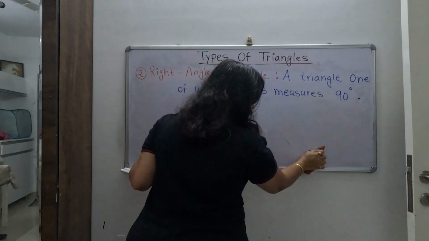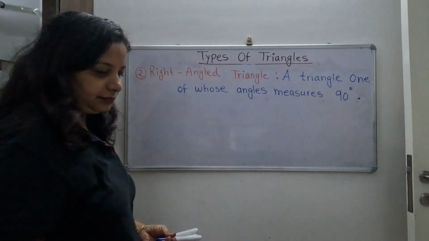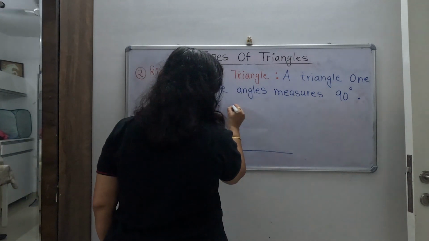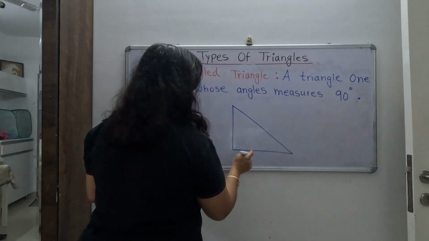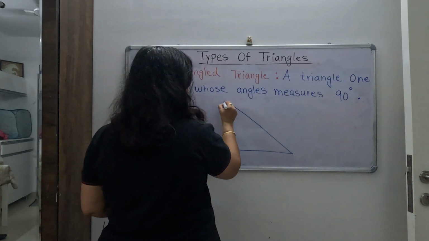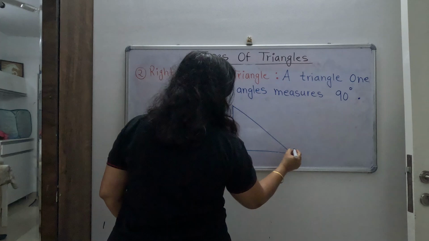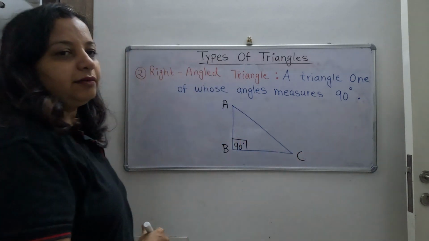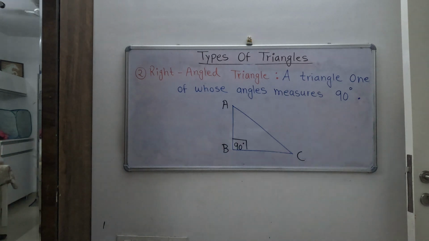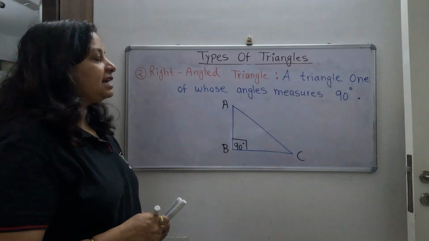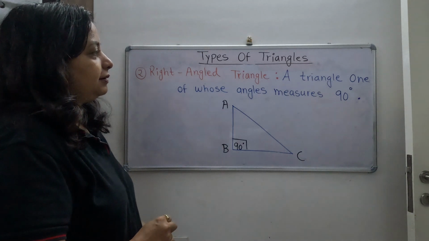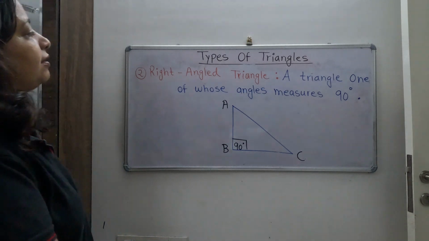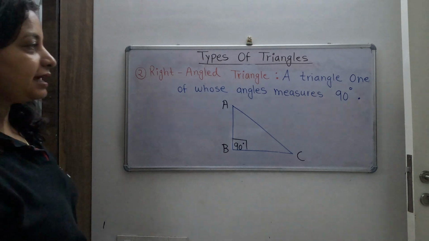How will you draw it? This is A, this is B, this is C. At B, angle B, we have 90 degree. So we call it a right angle triangle. A triangle in which one of the angles measures 90 degree, we call a right angle triangle.